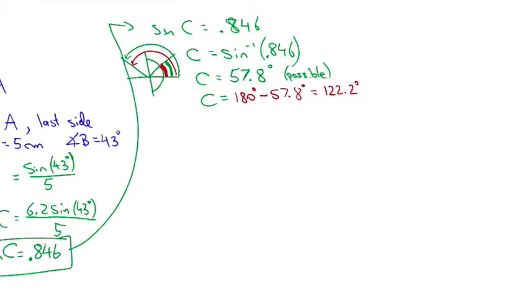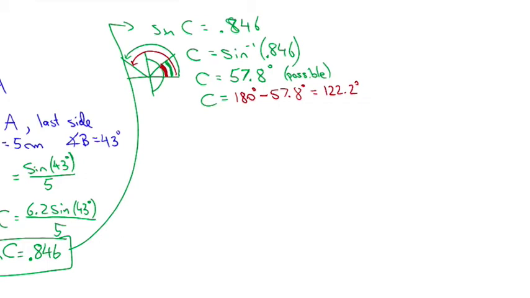This is where law of sines becomes ambiguous. I'm not sure if it's an acute angle, or an obtuse angle. It's possible that it's both of them, or the other possibility is neither of them. So these are the two possibilities. How do I know which one works and which one doesn't, or if both work, or if neither of them work?